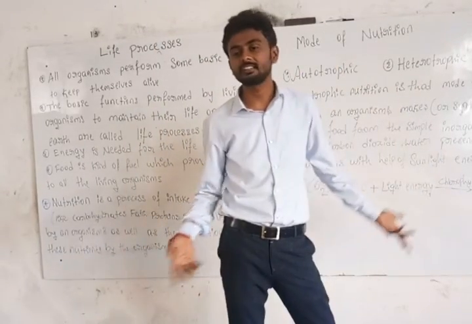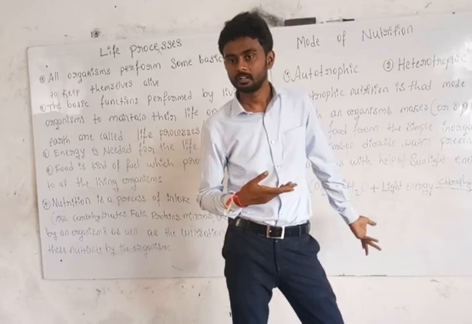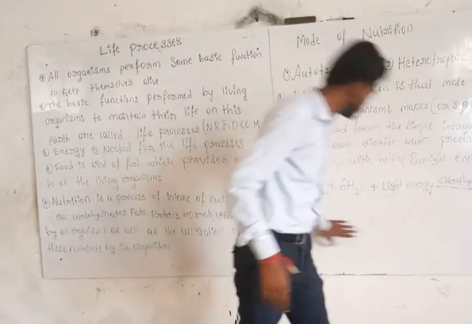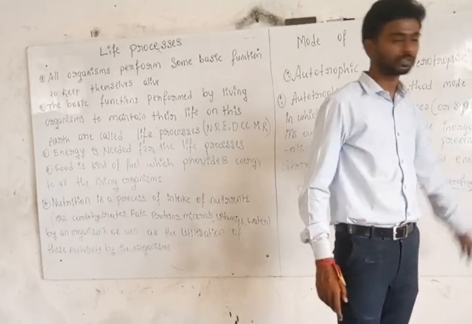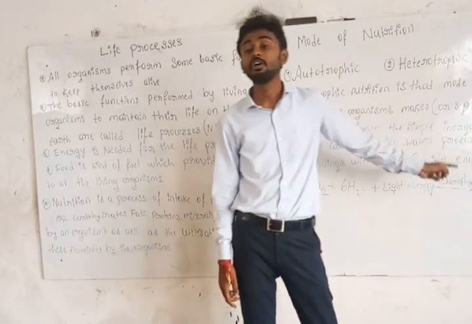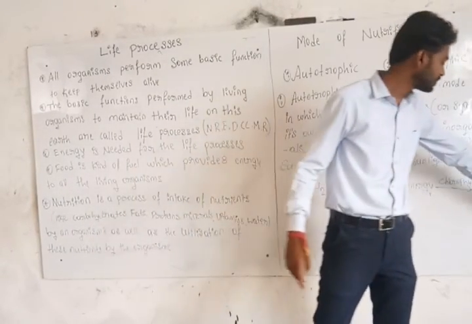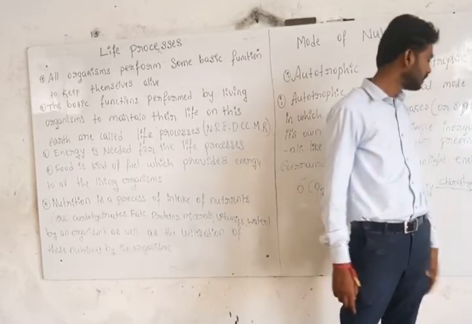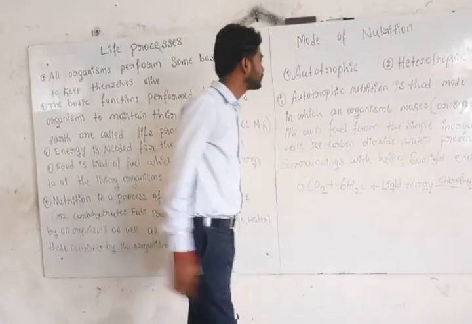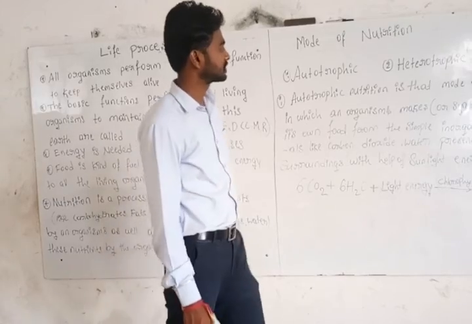Light energy is easily available, visible in the house. Chlorophyll is already present in the leaves. By using these raw materials, the plants produce glucose, the food material, and also produce oxygen. So this is about autotrophic nutrition.